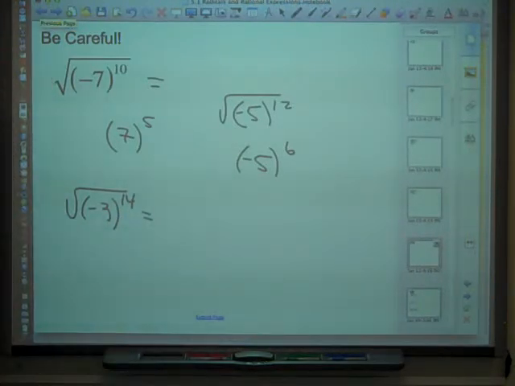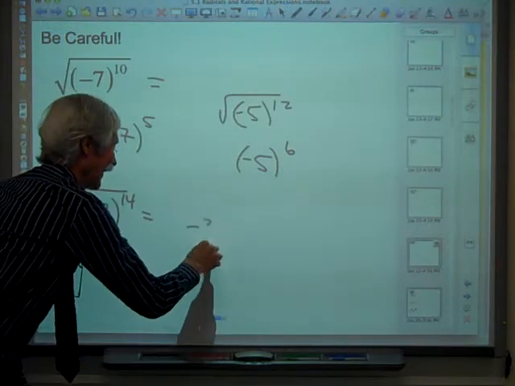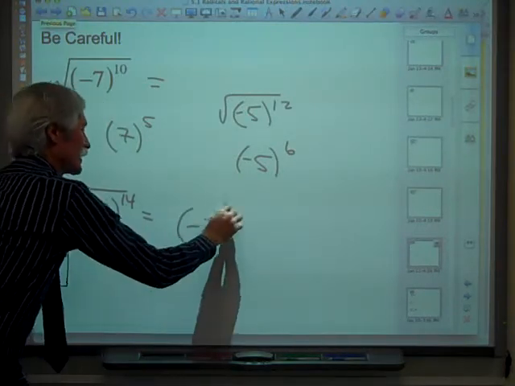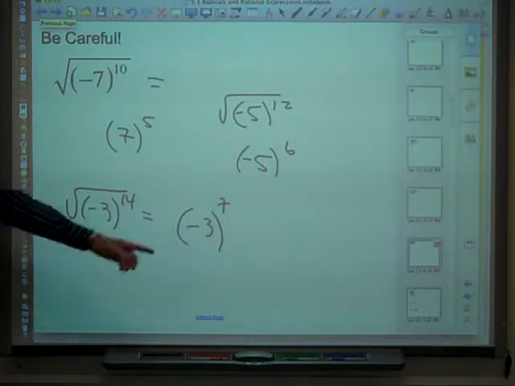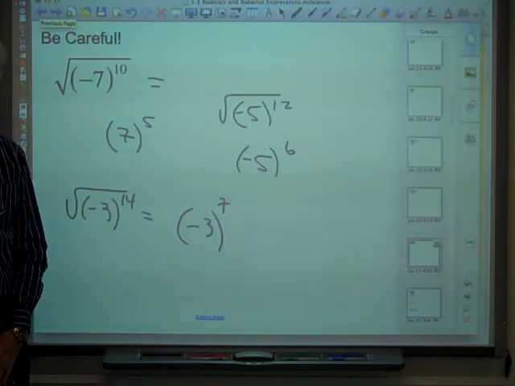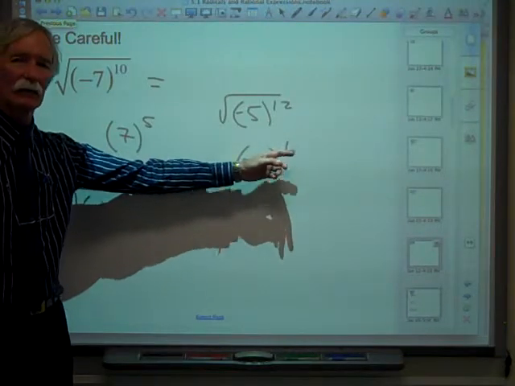How about this one? What's half of 14? So half of 14 is 7. No negative. Is that okay? No. But that one was okay, yeah, because that power is even.